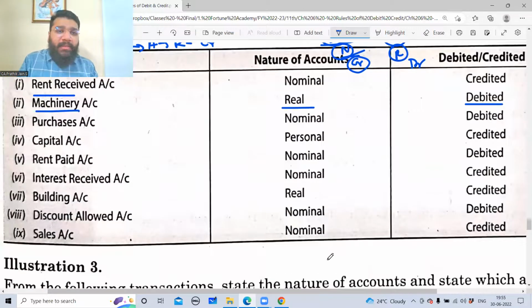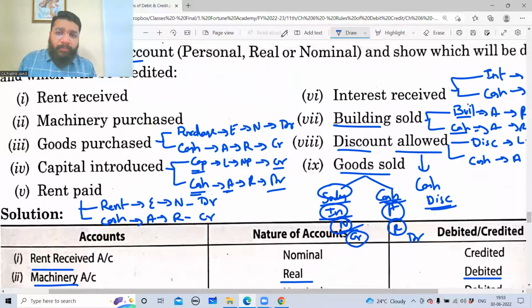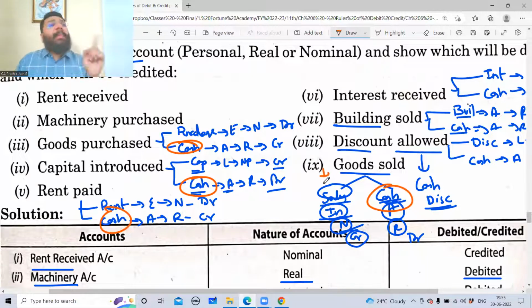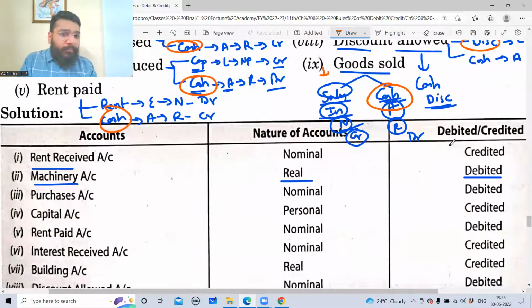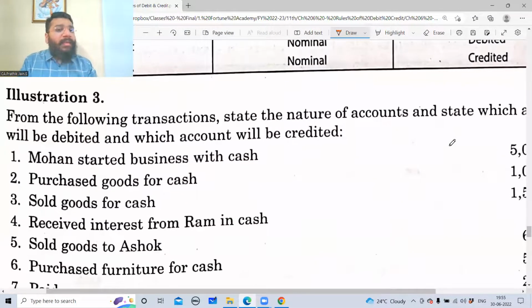Here, if you see, in all these cases one thing is common: cash. They have omitted it, and their only focus is on the other part of the transaction, because for cash you know the rule; the same rule will apply. So they omitted that and focused on the changing part. In every transaction something is changing: interest, building, discount. So they focused only on the other part in this question. We'll take a break of 5 minutes and then continue with illustration 3.